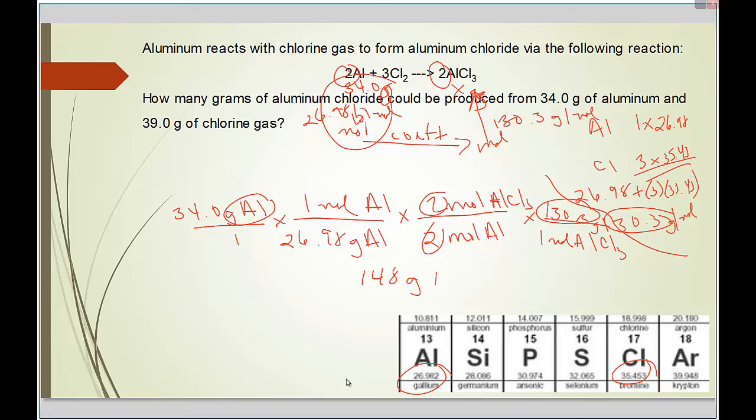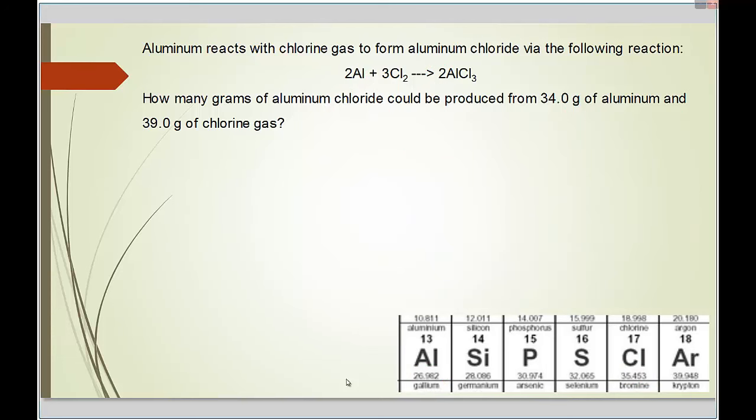We're going to do the exact same process, but now we're going to start with chlorine gas. So 39.0 grams, and we want to know how many grams of AlCl3. So for this, we need to go from grams to moles. We do that by using the molar mass. So we have Cl2, so 2 times 35.45. That comes out to be 70.9. Then moles to moles, using the coefficients, and then moles to grams, using the molar mass of AlCl3, which we got in the previous question, to be 130.3.